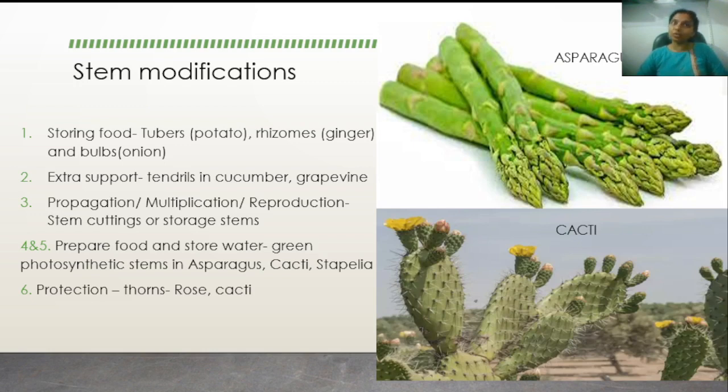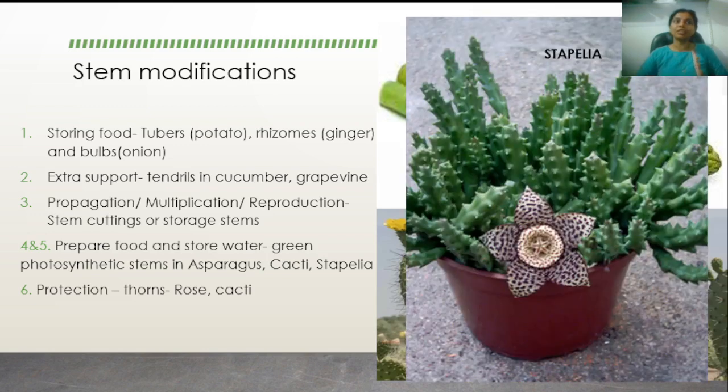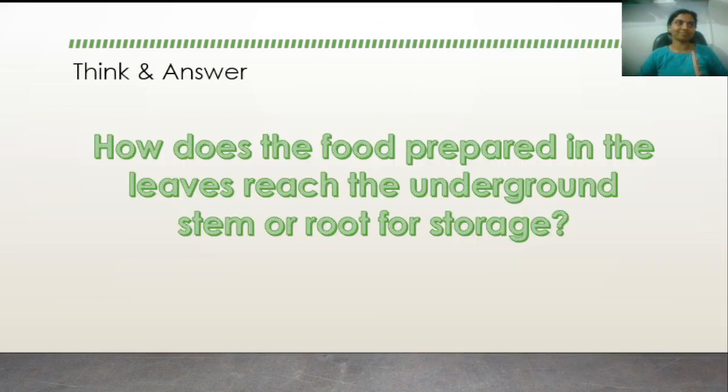Similarly, you know that the rose plant also protects itself because of the thorny bush that it has, the thorny branches that it has. This is Stapelia. Stapelia also, you can see it has these spines on the stem, and it has this beautiful flower. Yeah, because of its flower, it's a coveted plant for the home gardener.